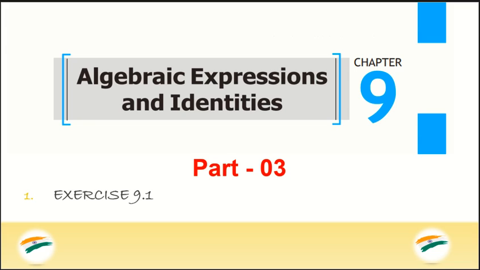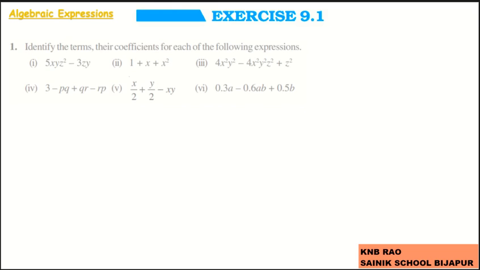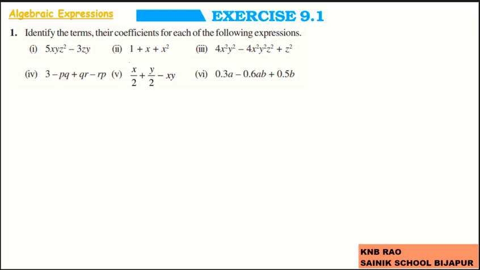Students, this is part 3 of the chapter Algebraic expressions and identities. In this part 3, we will be discussing questions of the exercise 9.1. Coming to the question number 1 of the exercise 9.1, in this question number 1, we are asked to find, among given algebraic expressions, identifying the terms and their coefficients for each of these expressions.